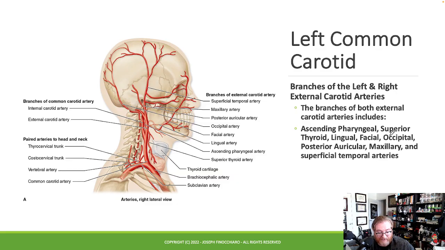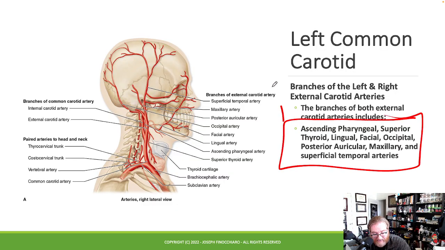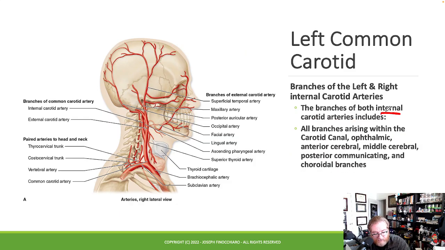So, here are the external carotids. You see these things are feeding all sorts of items on the outside of the skull, and the internal are feeding the things going deep inside the head.